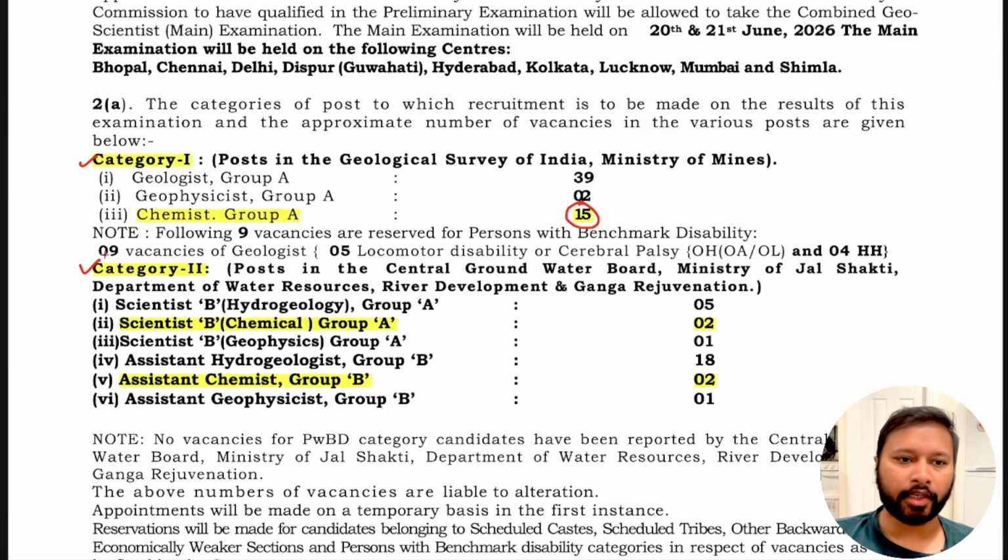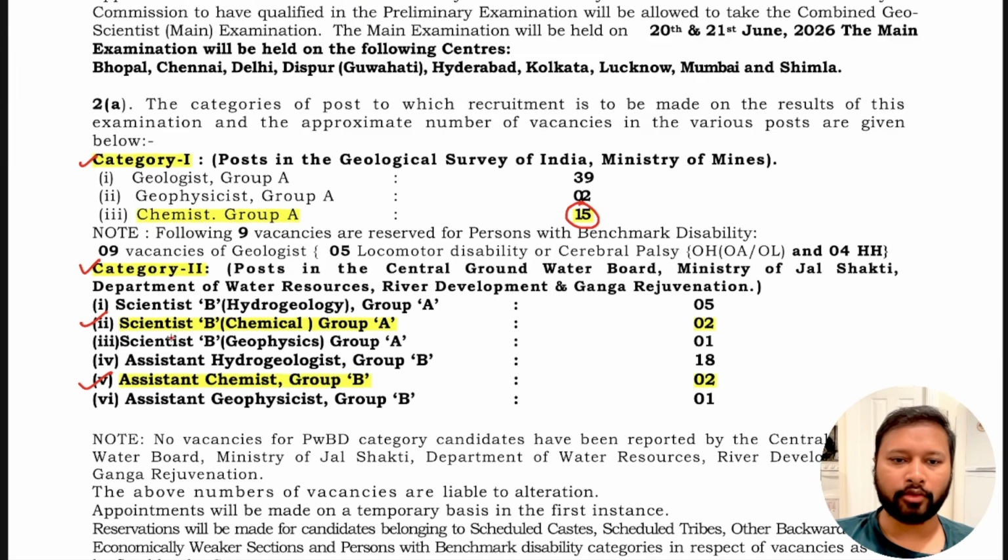Then category 2 is the post in the Central Ground Water Board, Ministry, which is CGWB, which is what will be written throughout the whole brochure. Here your position will be for scientist group B. There are two positions for chemical or chemistry students. One is for scientist B chemical group A and one is for assistant chemist group B.